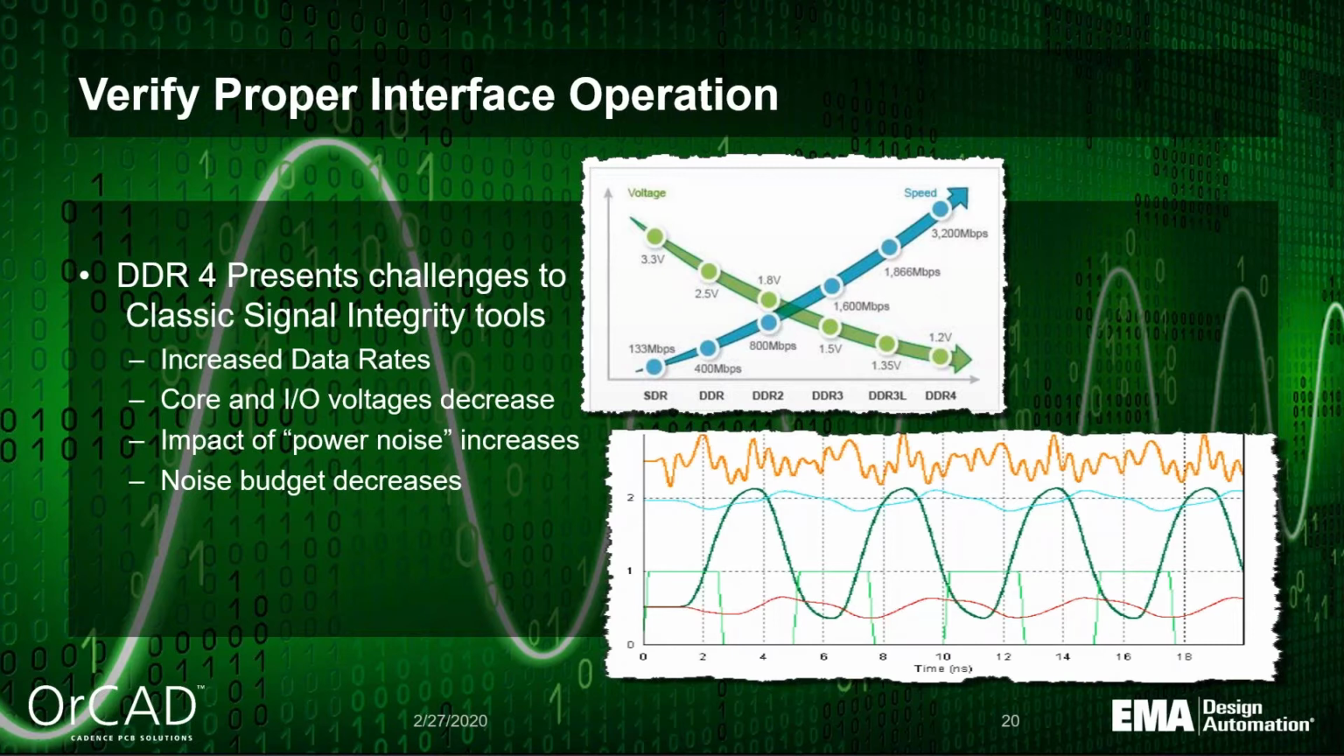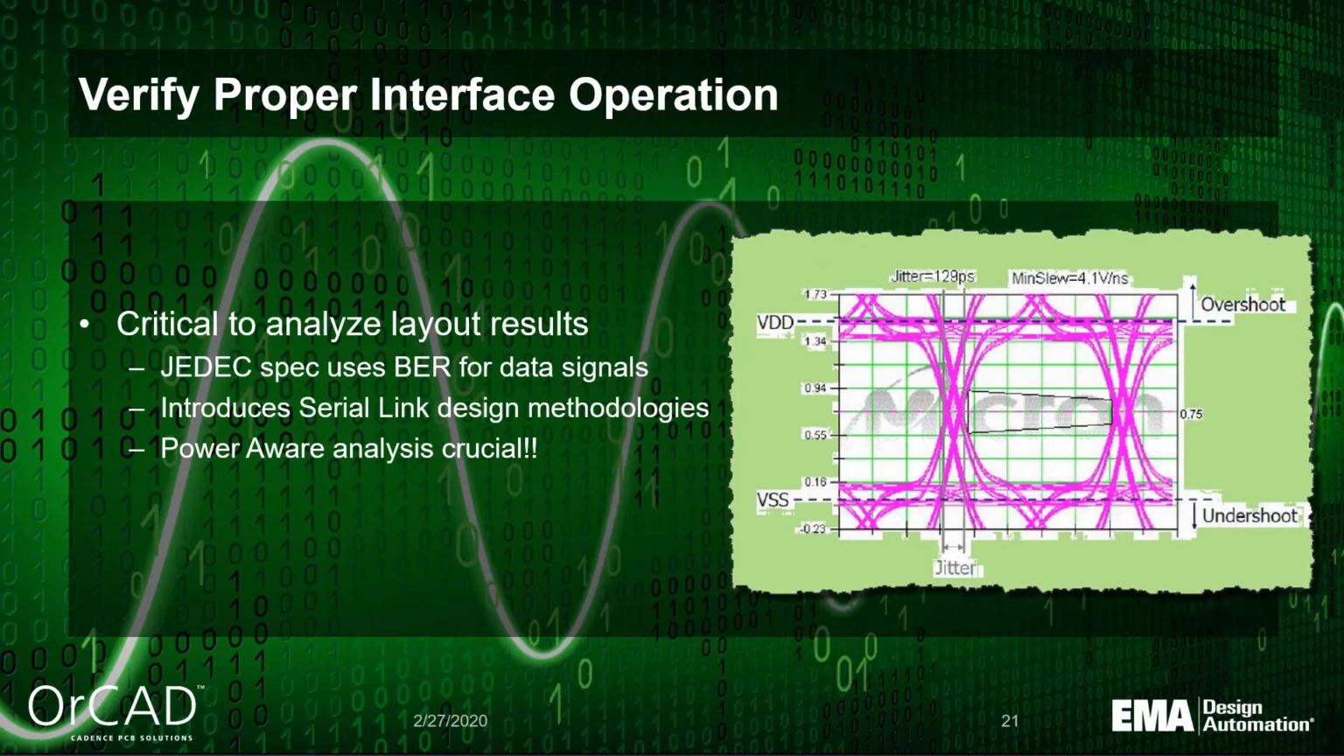So these things are somewhat challenging for the classic approach to signal integrity. This is why the JEDEC spec emphasizes using serial link design methodologies to look at the performance of your interface for DDR4. It's very critical to analyze these layout results with this particular serial link analysis in mind, mainly because this allows you to essentially mock each data bit as a channel where you can send a large amount of data bits, typically 100,000 or so data bits down each individual channel line in a short amount of time.